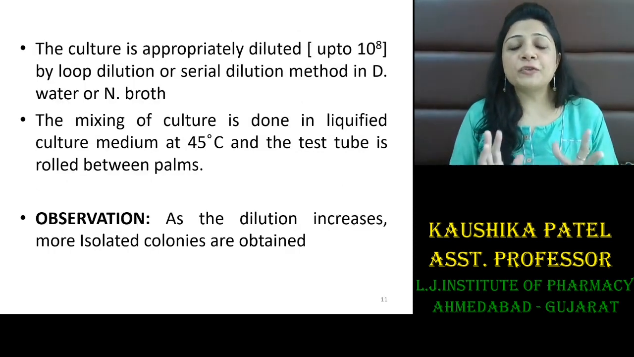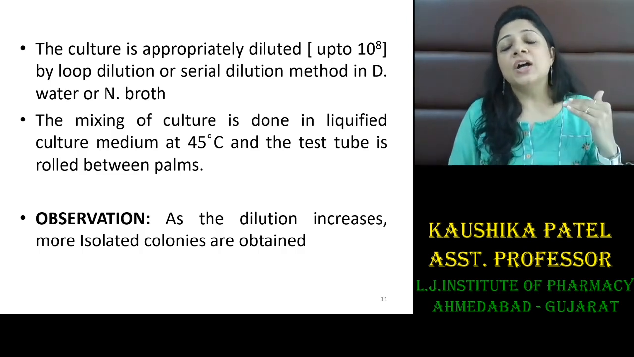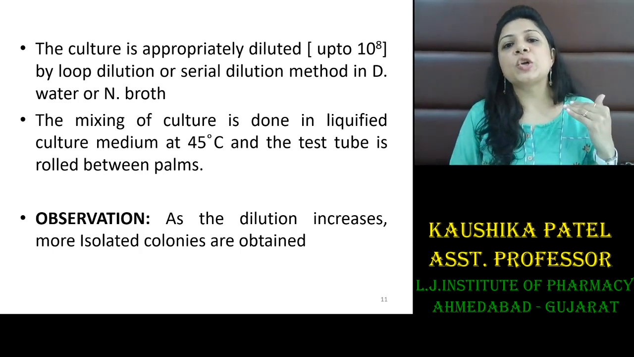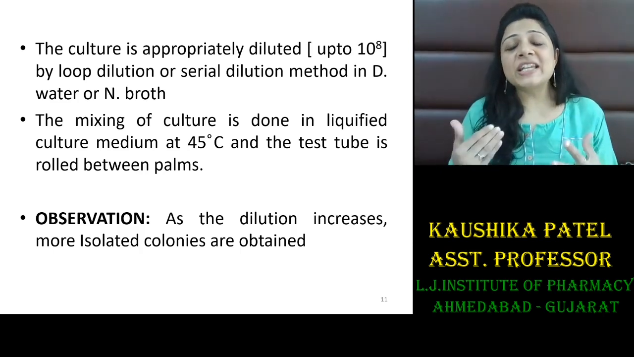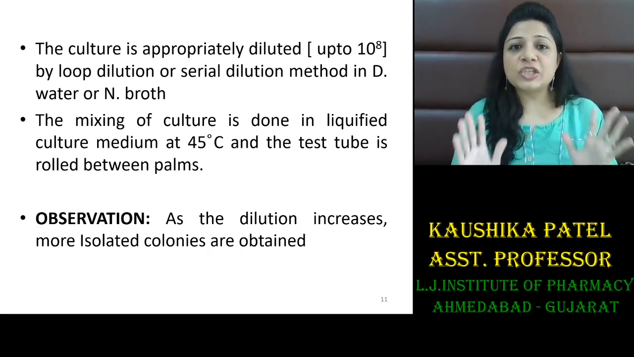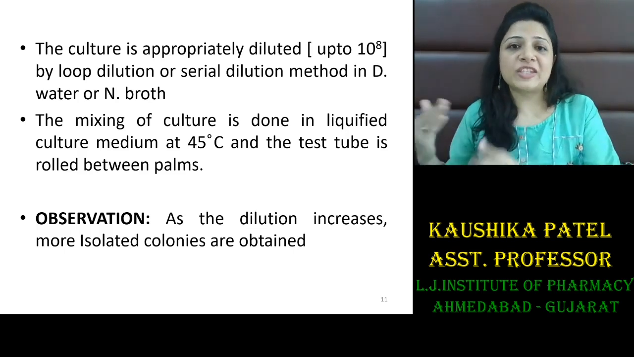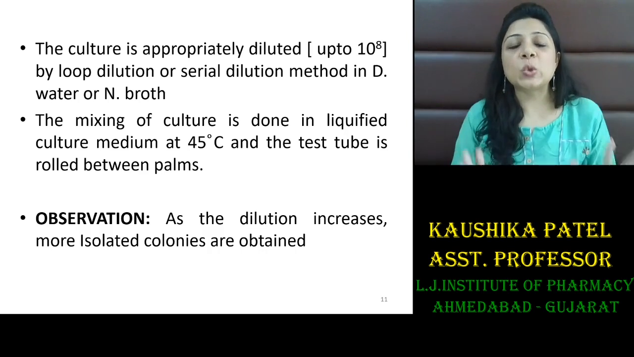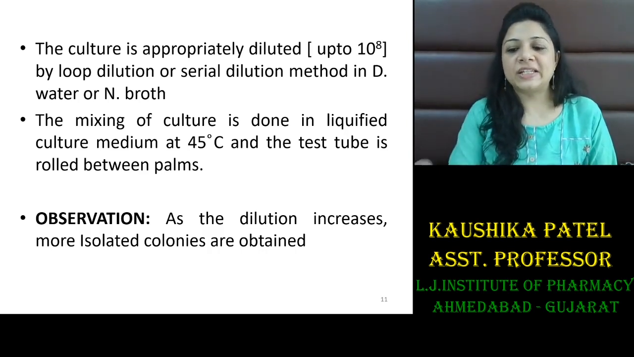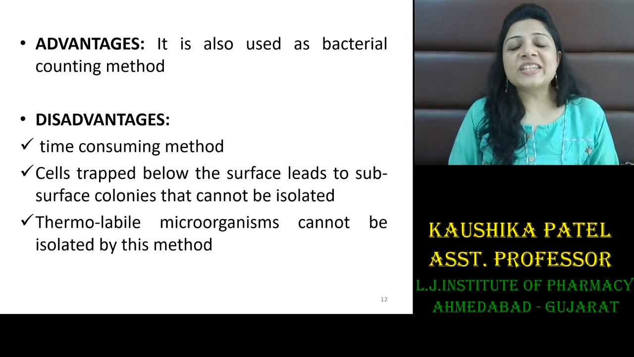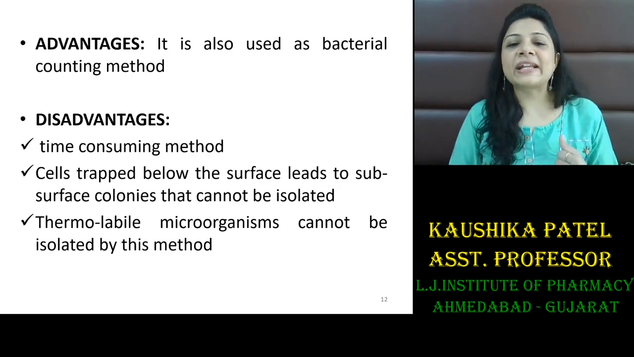In the pour plate method, first of all you have to suitably dilute the sample up to 10 raised to 8 times. You can dilute the sample with either distilled water or nutrient broth. The mixing is to be done at around 45 degrees Celsius to make sure that the microorganisms are living and not killed. You will observe that as the dilution of the sample increases, more isolated colonies are obtained on the petri plate. The advantage is that this method can also be used to count the number of colonies formed by the bacterial culture.